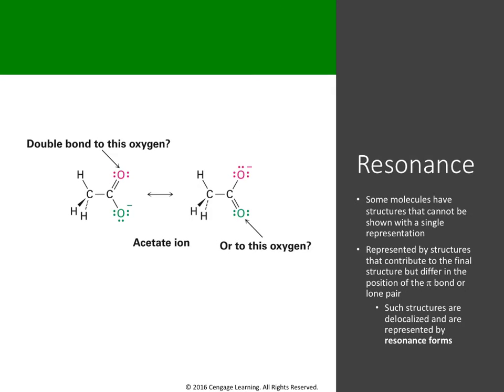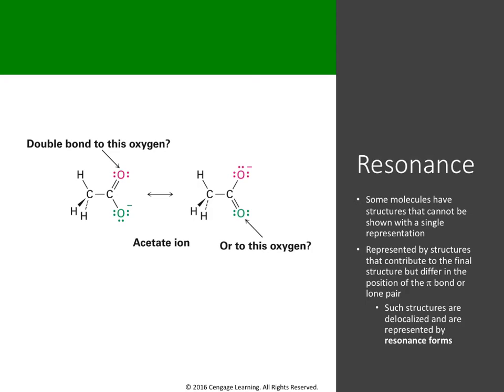The final topic is resonance. This can be quite a confusing topic. The issue in resonance is that some molecules have structures that cannot be shown with a single representation. This is where we get to the limits of drawing these Lewis structures to represent molecules, is that in some cases one structure by itself doesn't accurately tell us about where the electrons really are in the molecule.